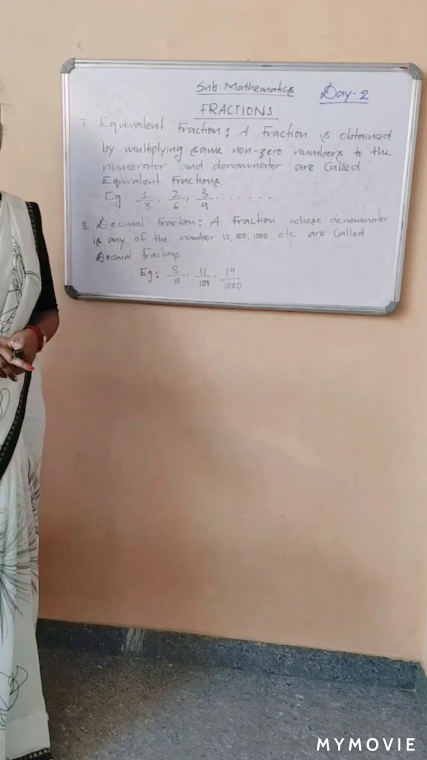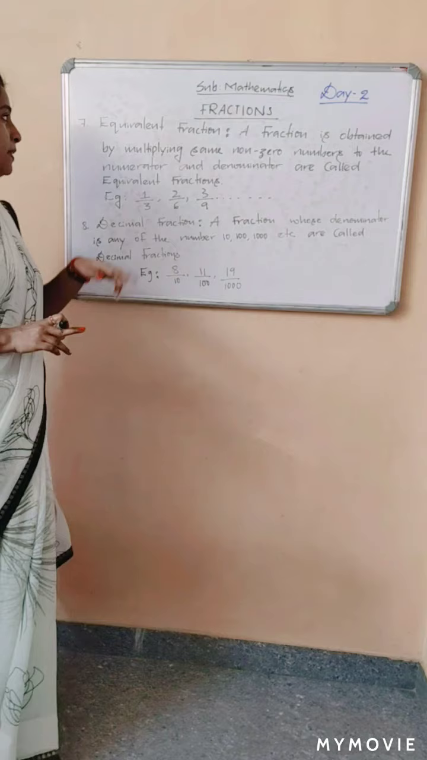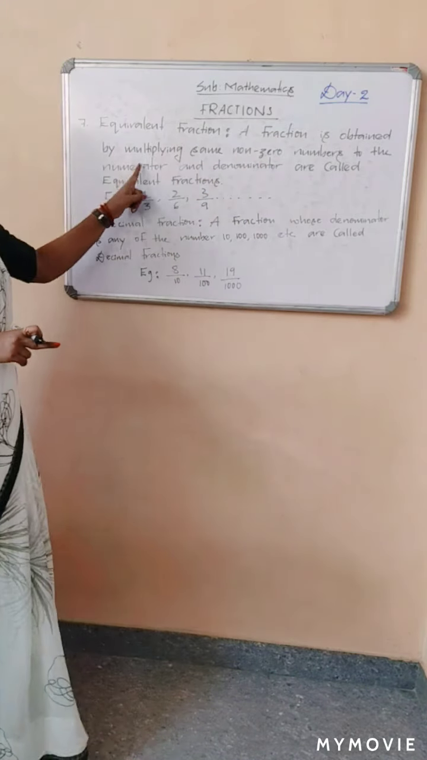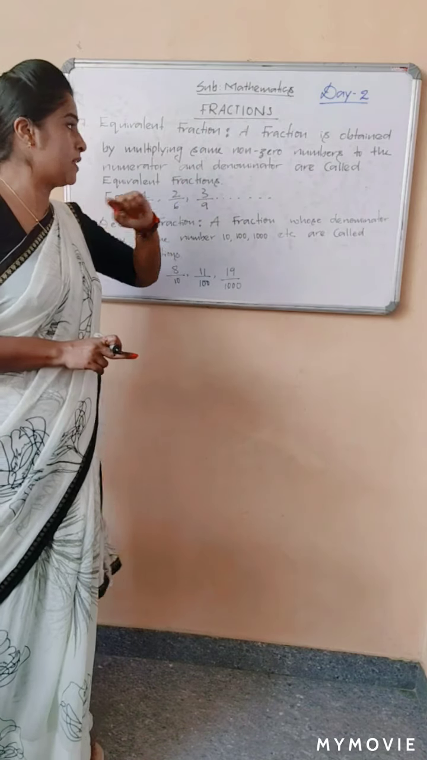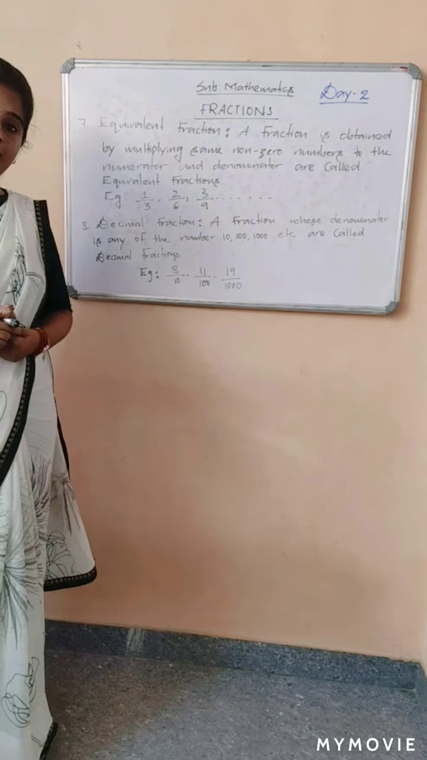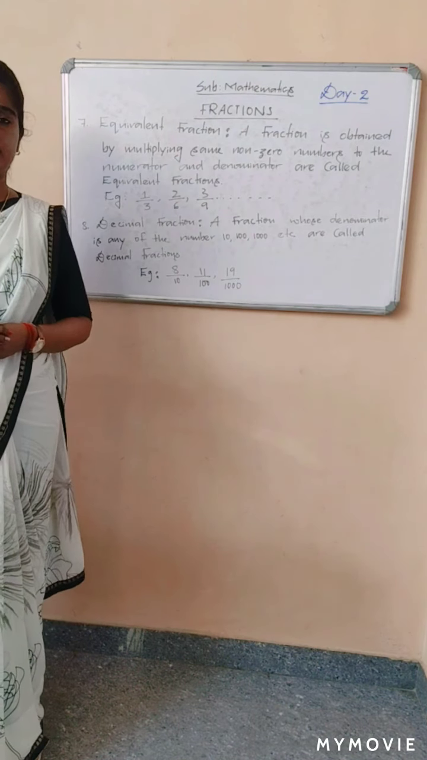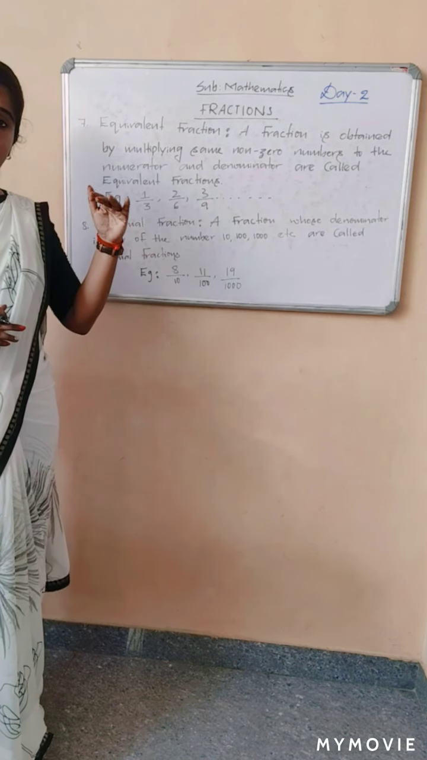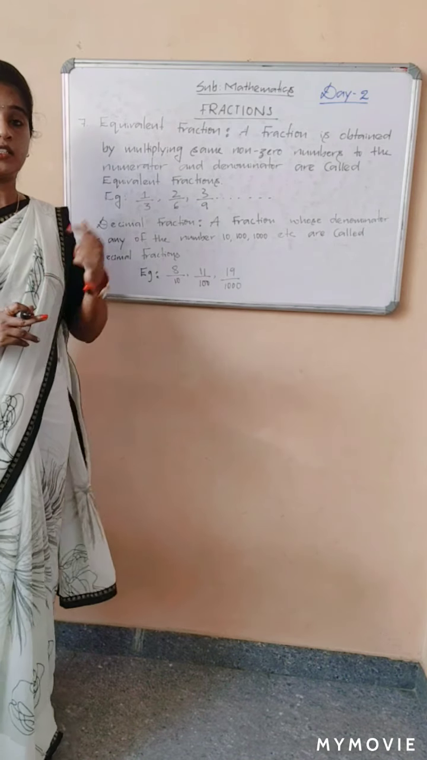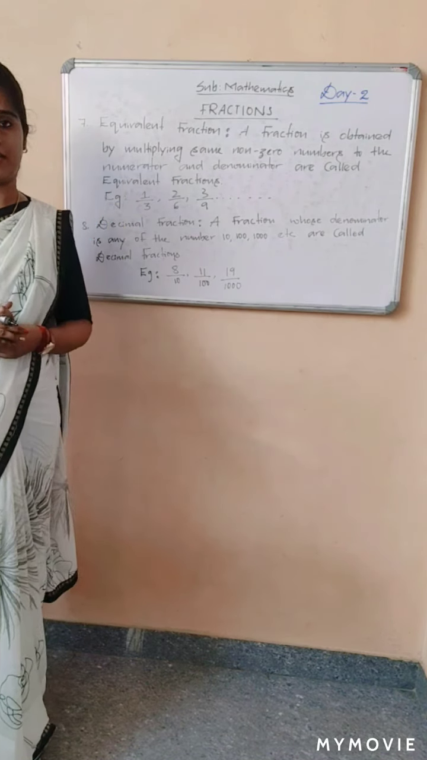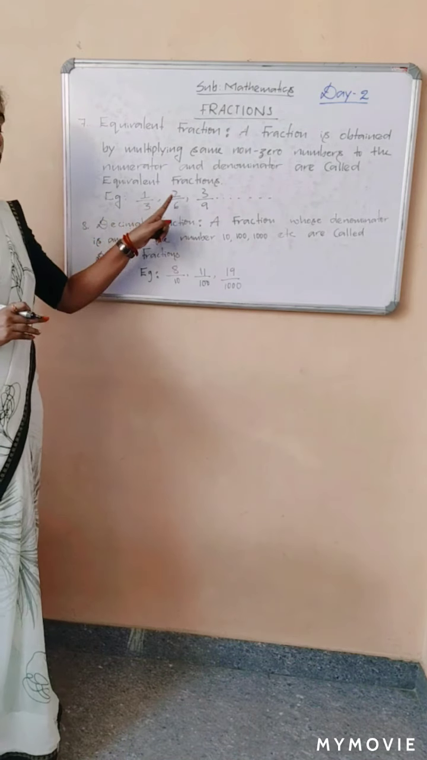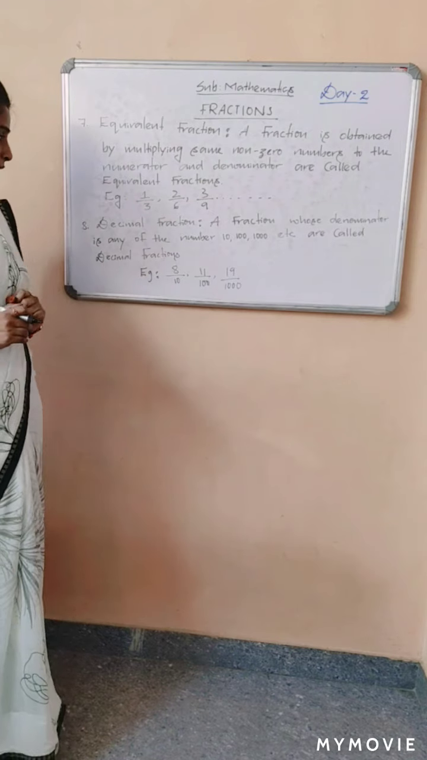And the next type is equivalent fraction. A fraction obtained by multiplying the same non-zero number to both the numerator as well as the denominator is called an equivalent fraction. So keep in mind, children, if I multiply 2 to the numerator, the same number should be multiplied to the denominator also. Then those fractions will become equivalent fractions. We can take an example: 1 by 3, 2 by 6, 3 by 9.